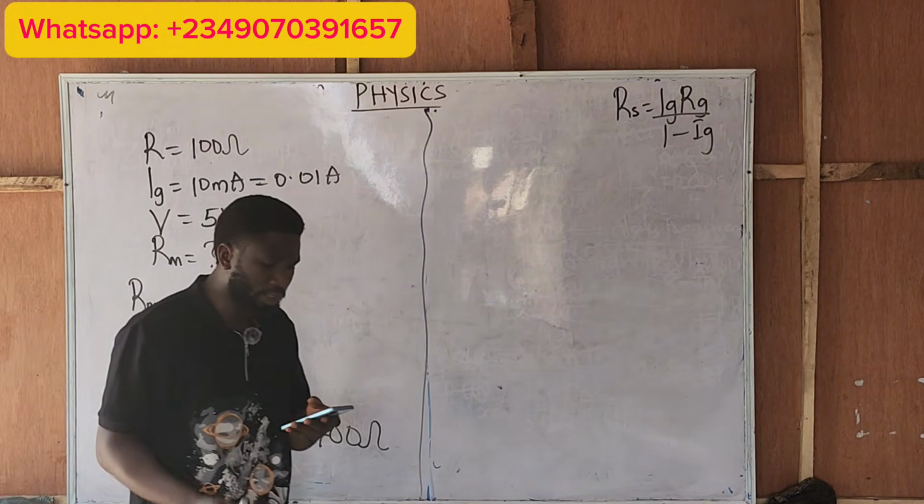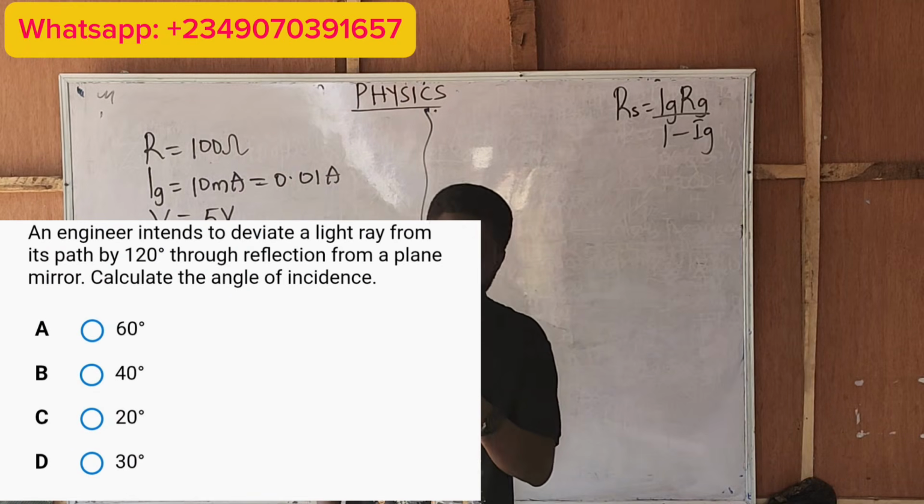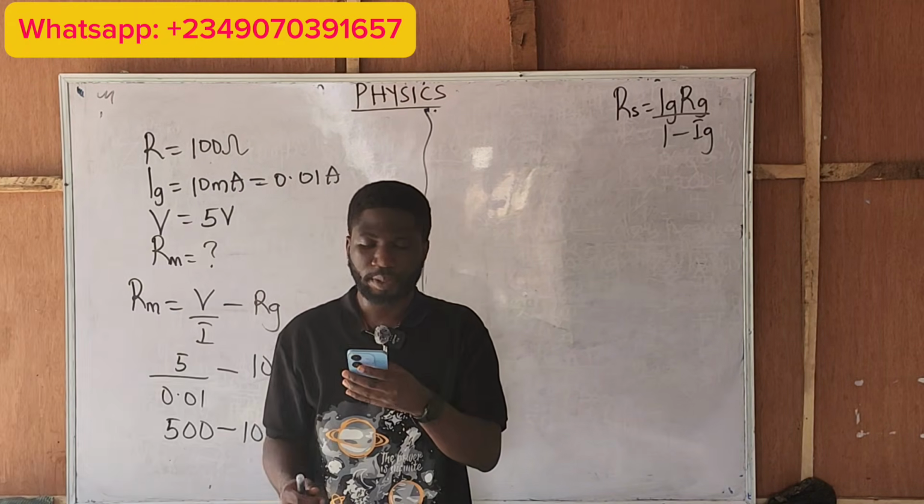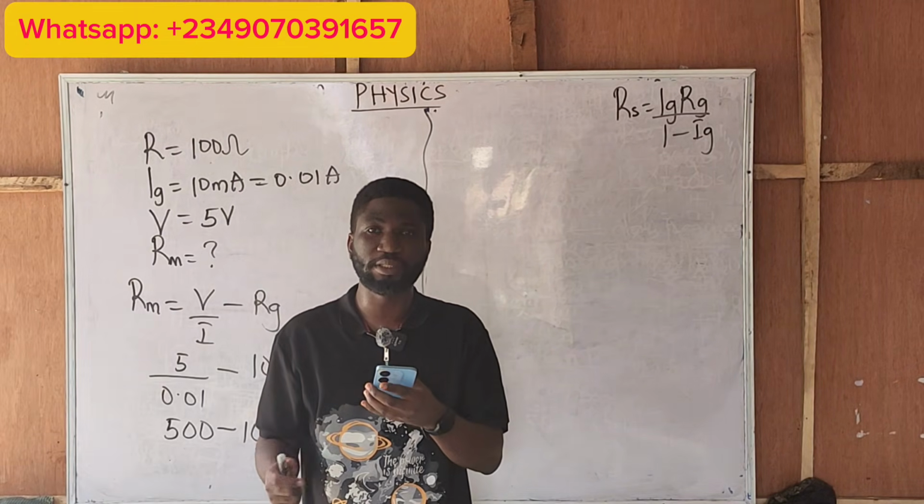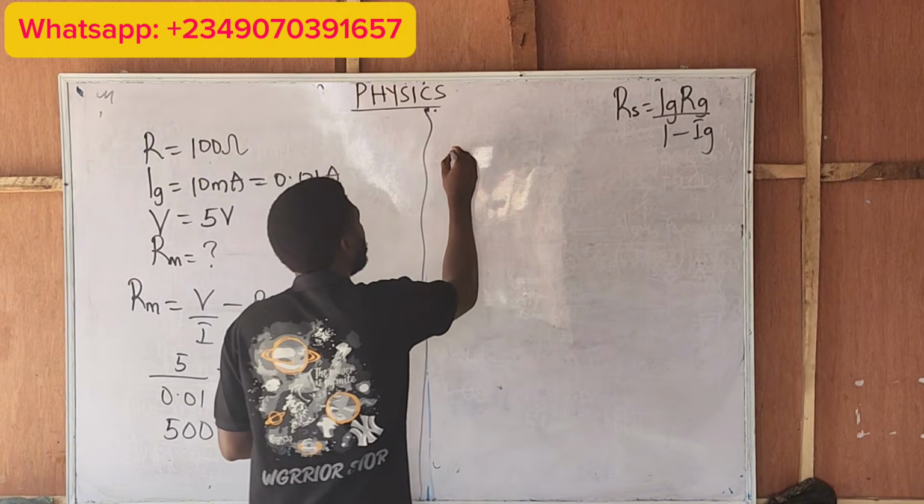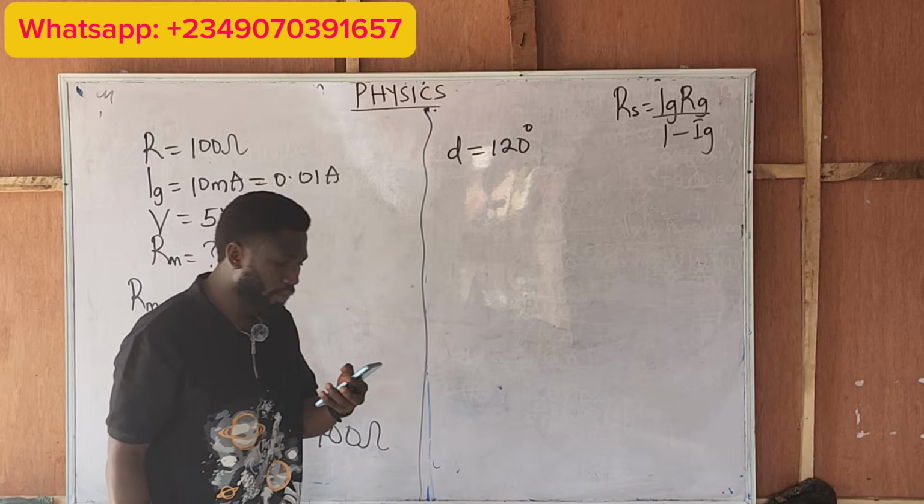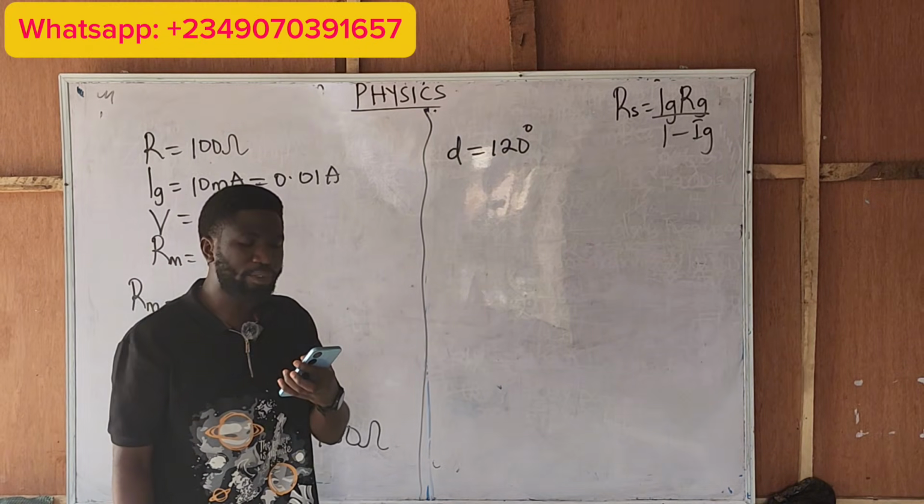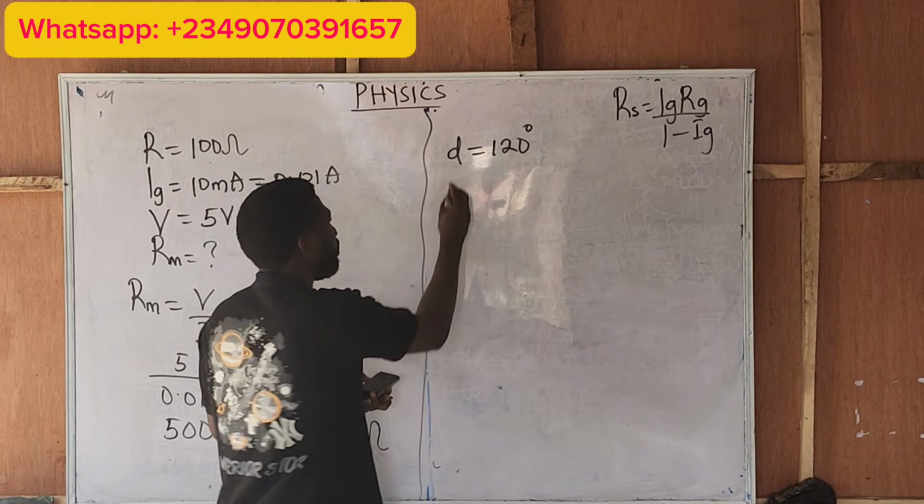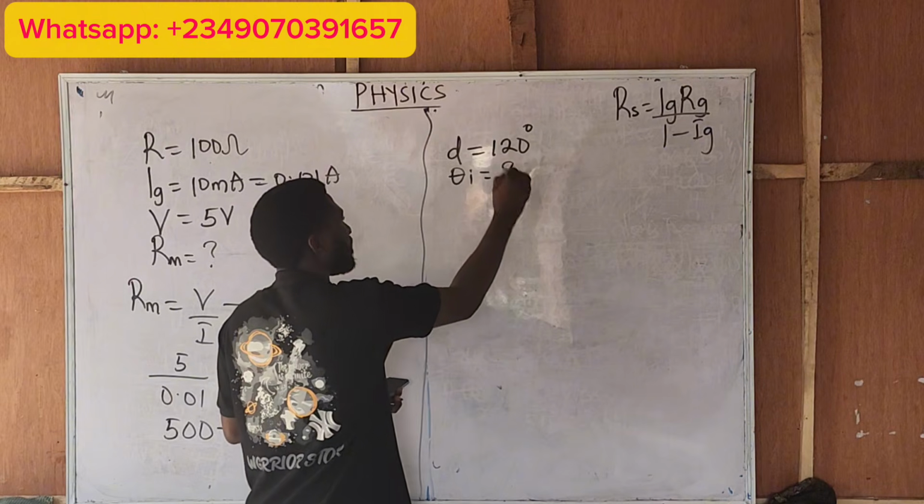All right. So the next question says, an engineer intends to deviate a light ray from its path by 120 degrees. So the value there represents the angle of deviation, which is 120 degrees, from a plane mirror. Calculate the angle of incidence. So we want to get the angle of incidence.